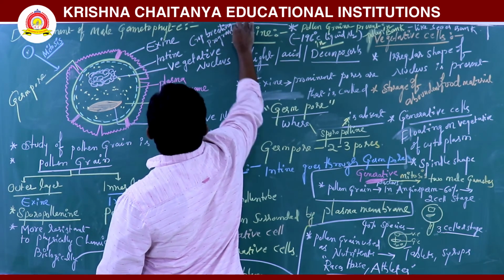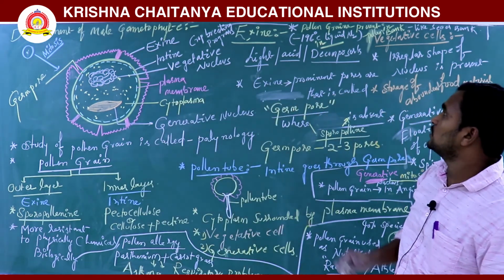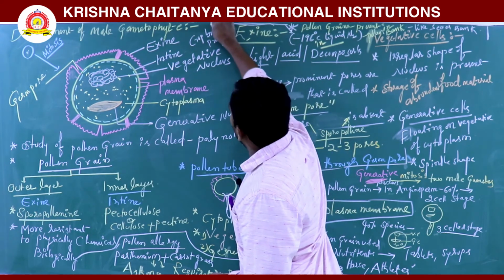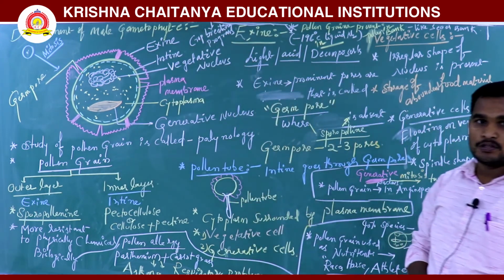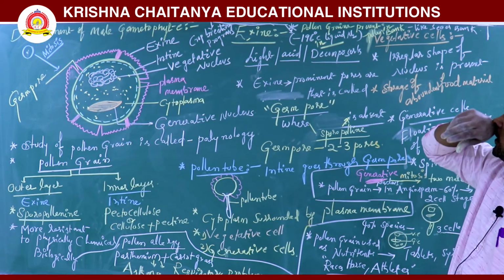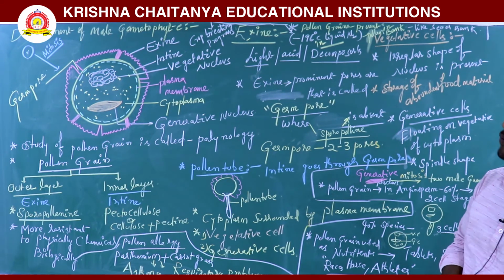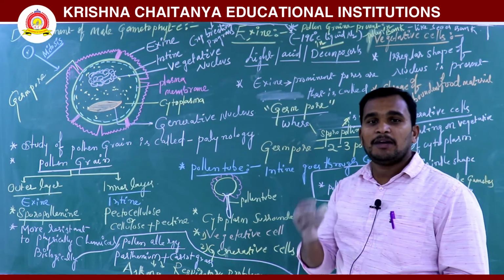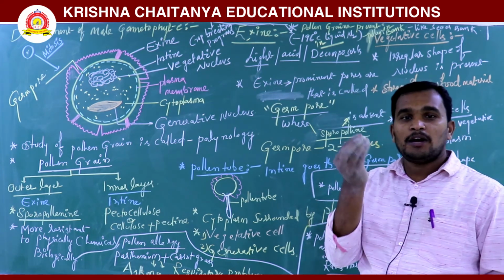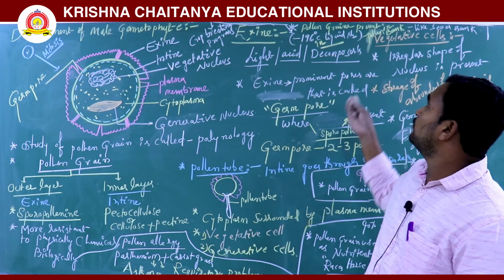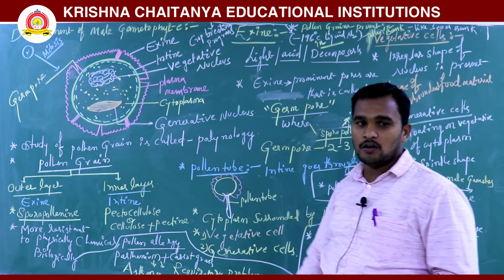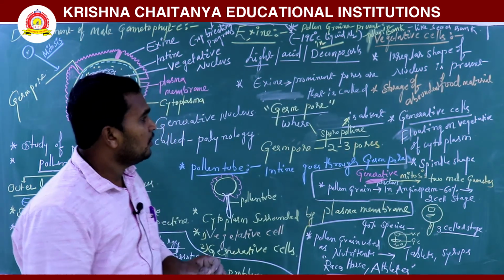This is also used in crop breeding programs. Which one is it? The pollen grains we are preserving, no? Those pollen grains we are using in crop breeding programs. For example, human semen is there, no? Human semen, how will we preserve it? Like seeds, we are preserving pollen grains also.